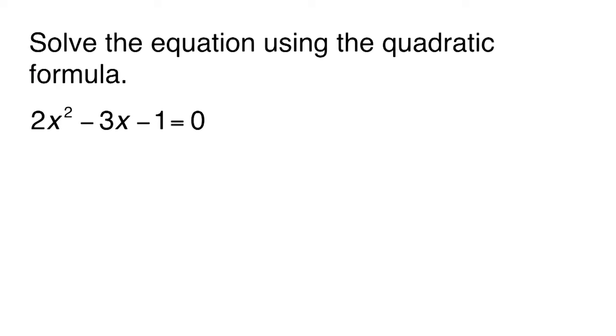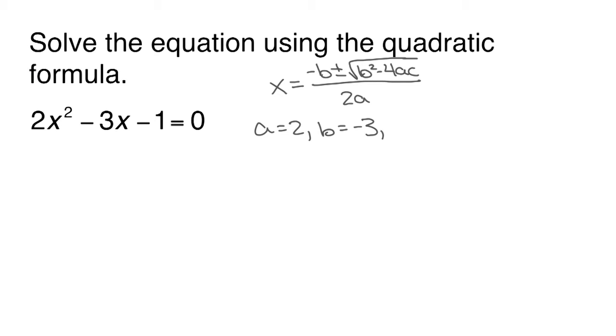Recall that the quadratic formula is x is equal to negative b plus or minus the square root of b squared minus 4ac, all divided by 2a, where the equation is of the form ax squared plus bx plus c equals 0. In this case, we have a equals 2, b equals negative 3, and c equals negative 1.